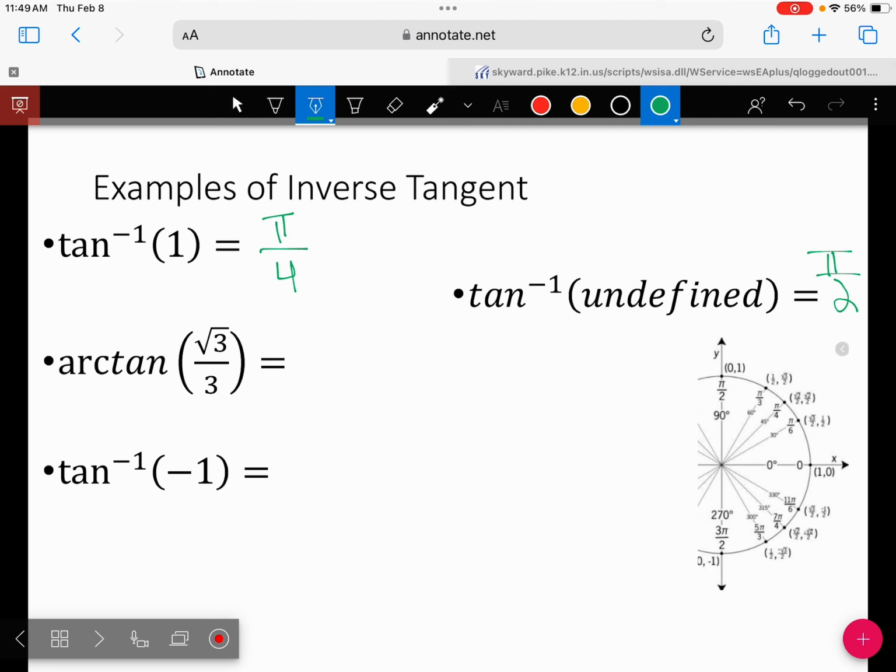Inverse tangent and sine are nice because when it's a negative, it's just going to be the negative reflection of the positive. So inverse tangent of negative 1 is just going to be negative pi over 4.